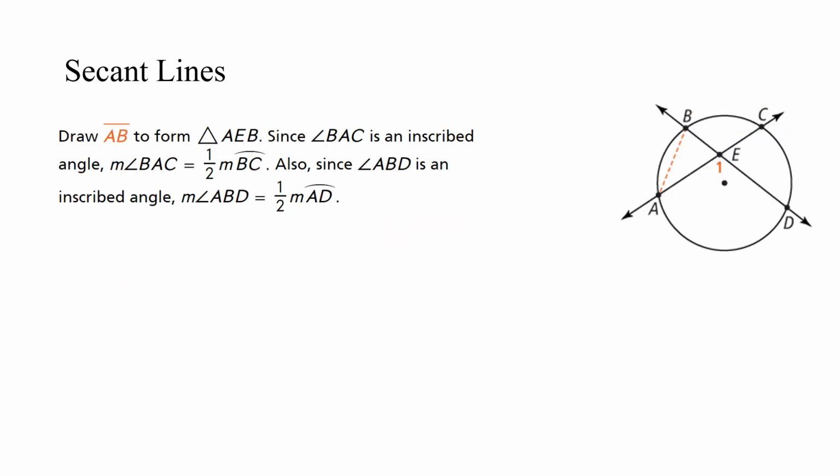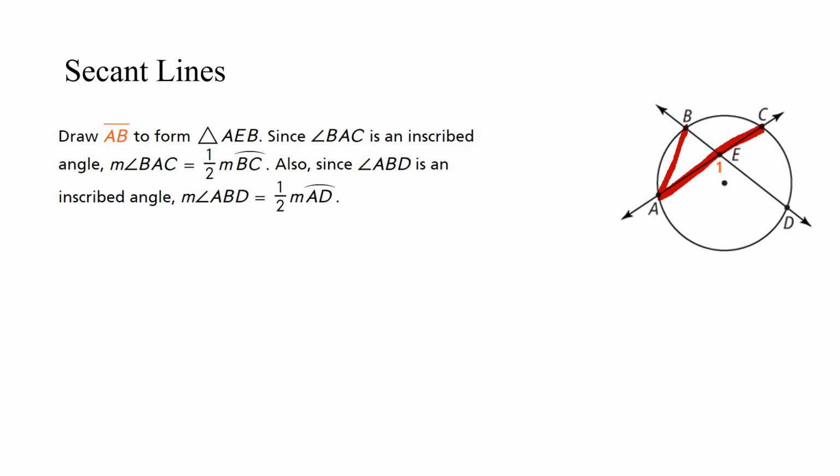To do that, first we're going to draw a chord AB like so, and we're going to form triangle AEB. So when we draw that orange chord, we're going to make a triangle ABE. What we want to focus on is the inscribed angle that we make. The inscribed angle is going to be this angle in red.